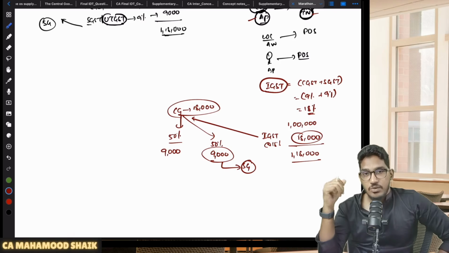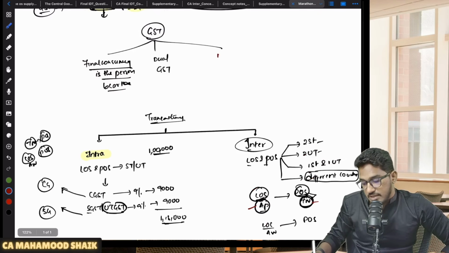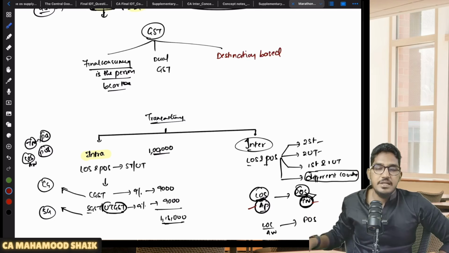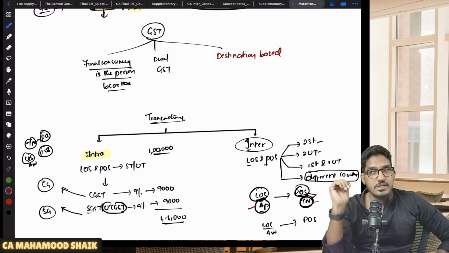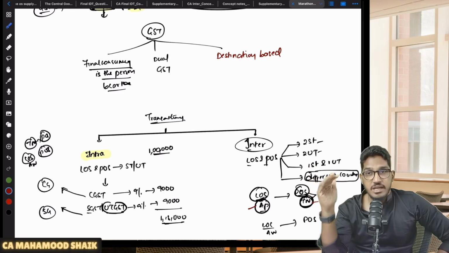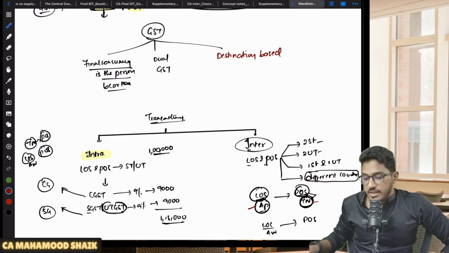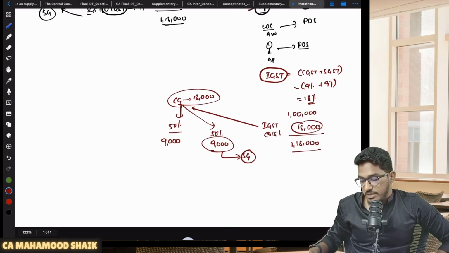Now I bring another feature of the GST, which is one more characteristic of the GST: it is a destination based tax. It is not an origin based tax. Sir, what is destination based tax? The GST has to go to that respective state wherever the destination is, wherever the transaction chain is ending. So wherever is the destination, to that destination government, that balance 50% has to go.